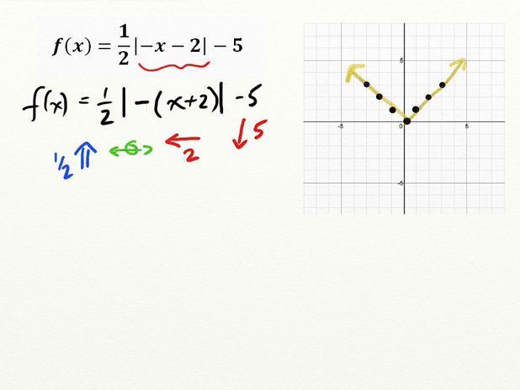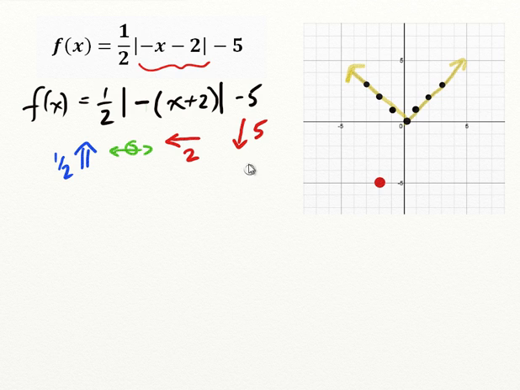Okay, so how do we get started? Well, the first thing we're going to do is make sure that we plot the new anchor point. So right now, the anchor point of the parent was at 0, 0. The new anchor point has moved to the left 2, so the minus 2, and then down 5. So I'm just going to go 2 and then down 1, 2, 3, 4, 5, and I'm going to put a new anchor point right there.